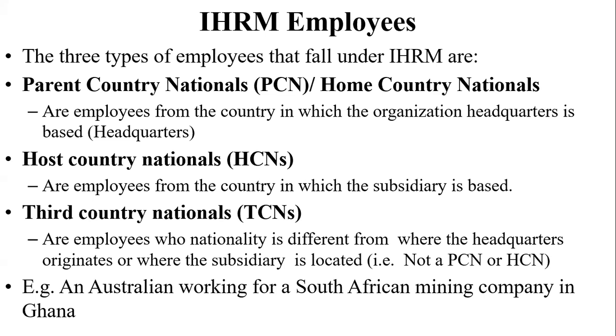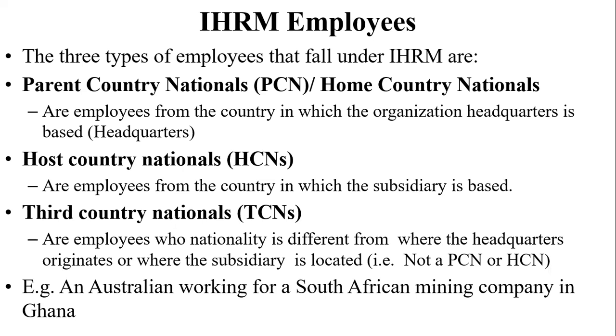Now, a third country national is also a type of employee that is likely to be found in a multinational enterprise. These are workers whose nationality is different from where the headquarters is located or where the subsidiary firms are found. So third country nationals typically come from jurisdictions that are different from the location where the headquarters is sited. And such a location is also different from the region where the subsidiary firm is found.